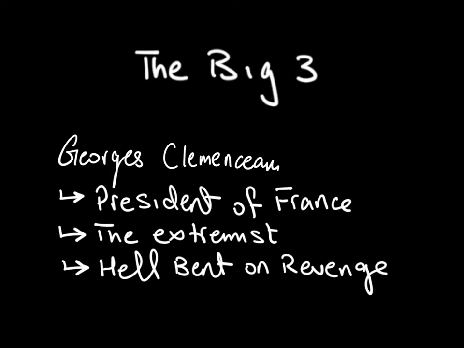Clemenceau wanted a harsh peace. He wanted to ruin Germany economically and militarily so that Germany could never threaten French frontiers again. Not only did France see the majority of the war, but since 1814, France had been attacked and lost 5 times against Germany. And this time, Clemenceau wanted to make sure that peace would be permanent.